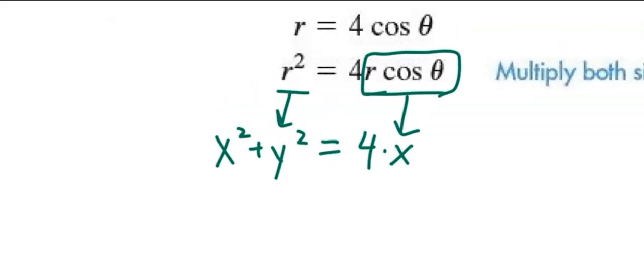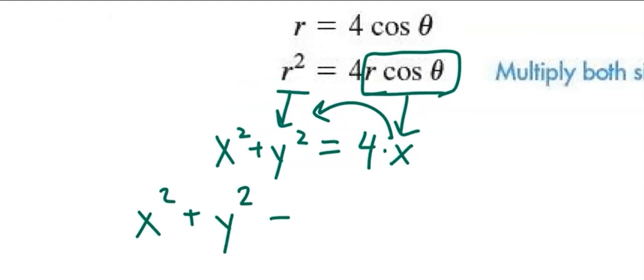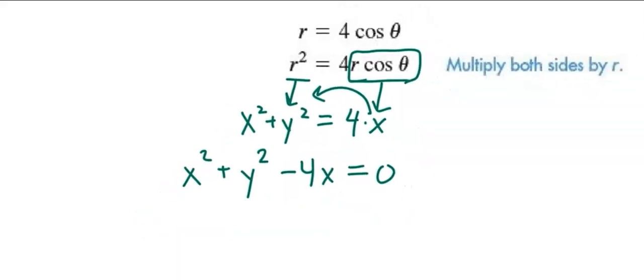Now, that's not completely the way we should leave it. We should push this term to the other side, giving us x squared plus y squared minus 4x equals 0. That's typically how you would see that particular rectangular equation listed out. Now, could we go further and do some completing the square? Sure we could.